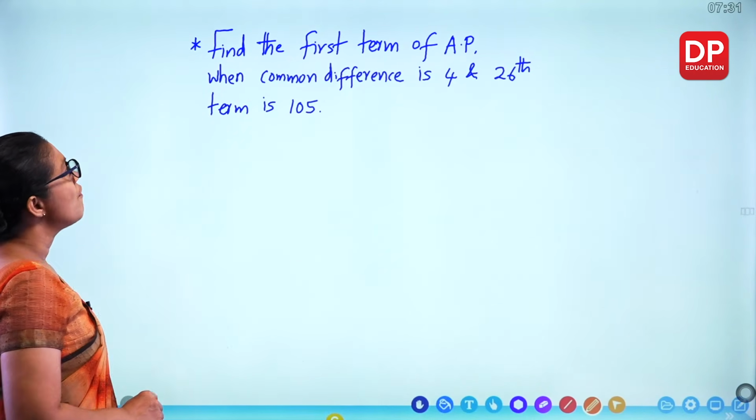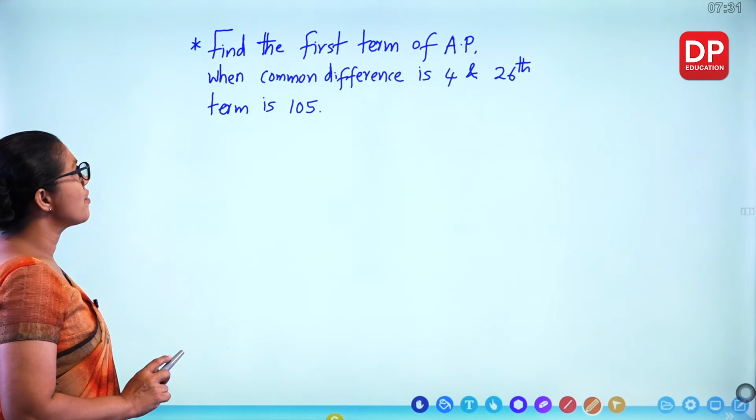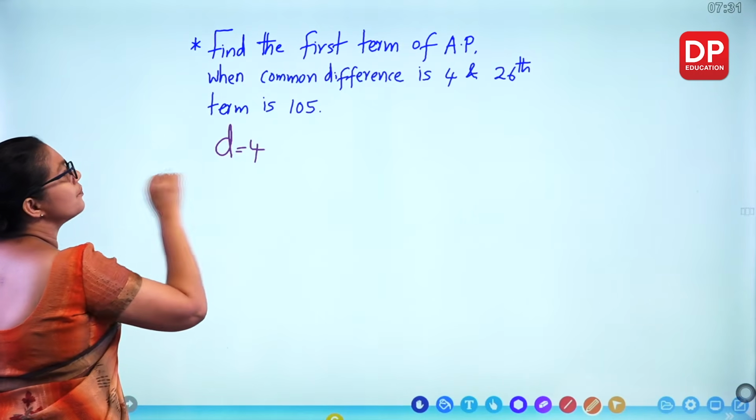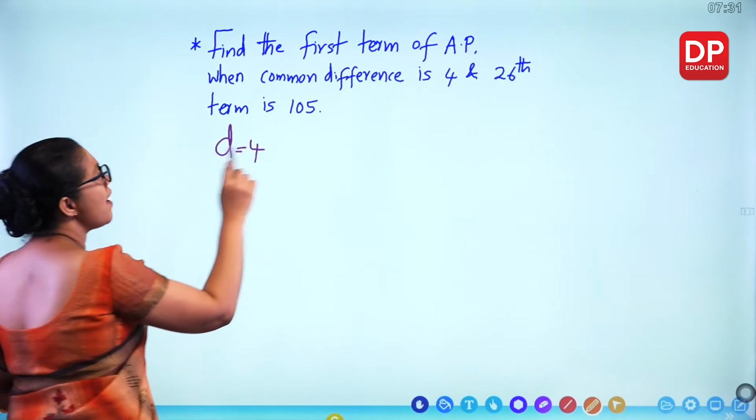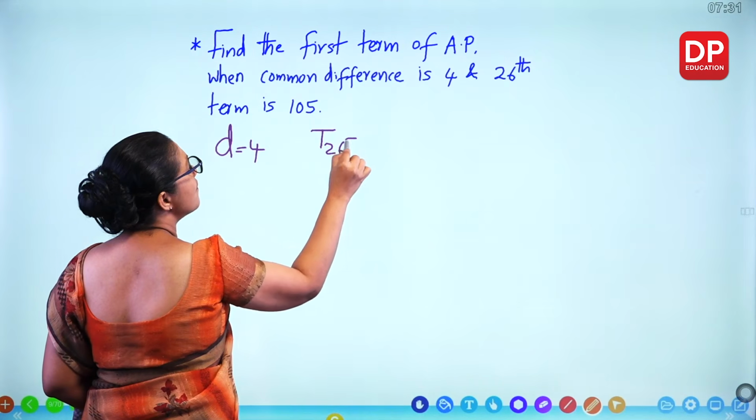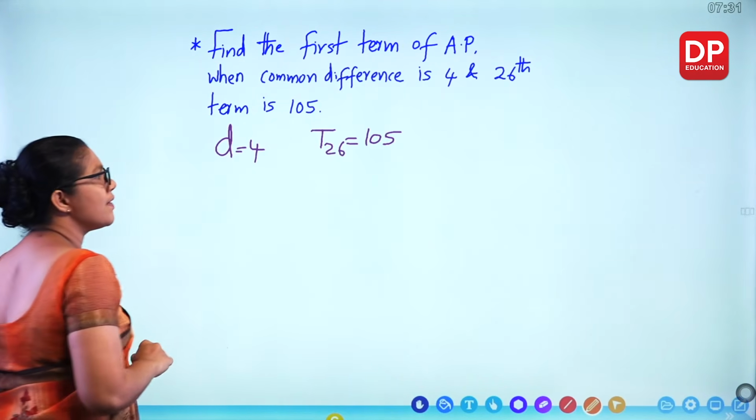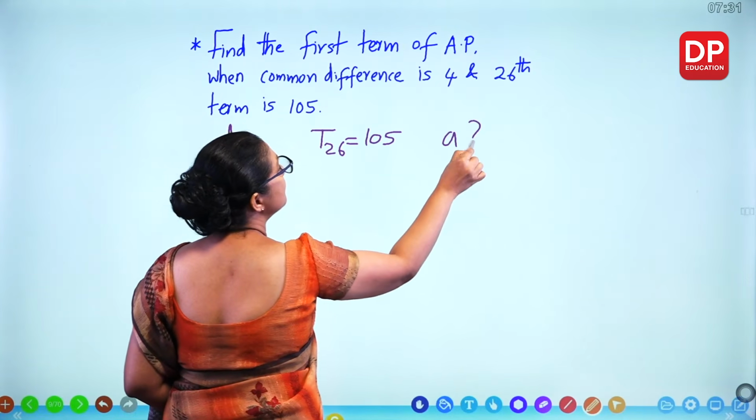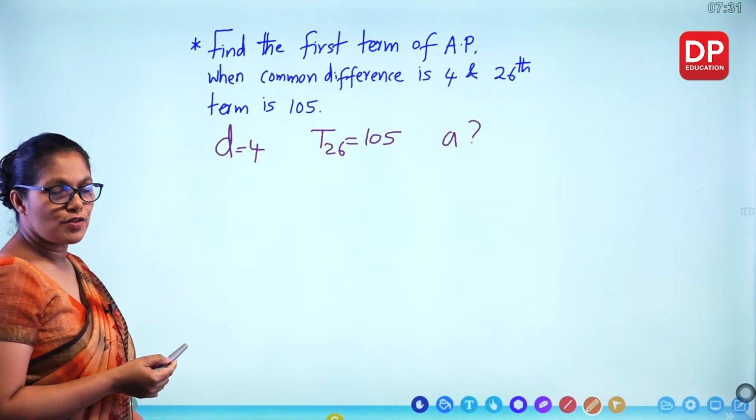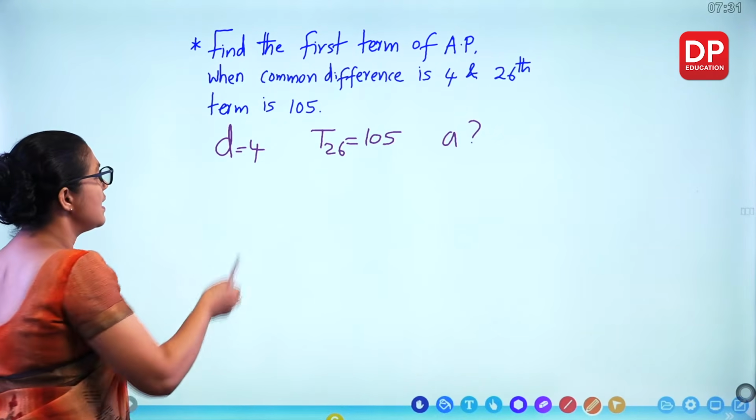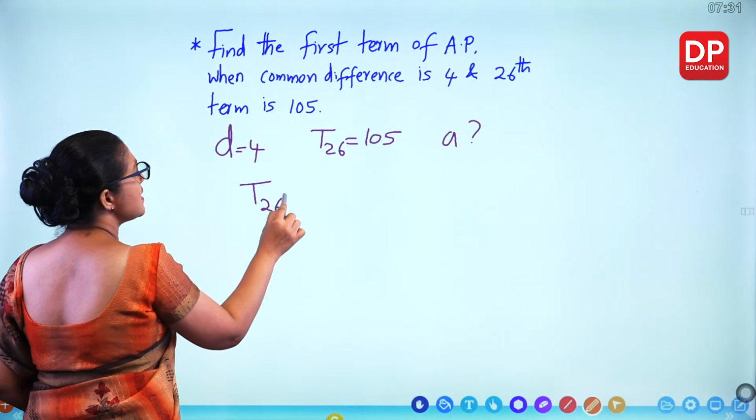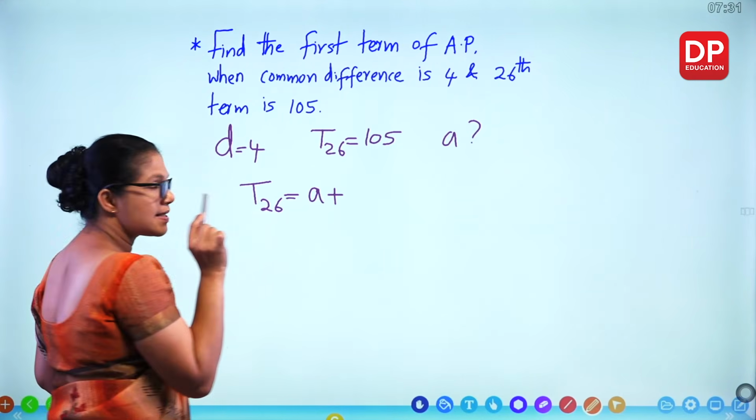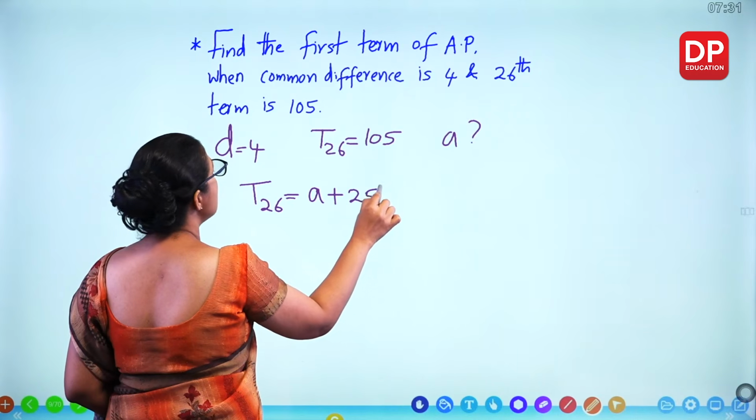This question: find the first term of an arithmetic progression when the common difference is 4 and the 26th term is 105. So these two are given. You are asked to find out A. How can we do that? We can take the formula again. We write a formula for T26. What's T26? First term plus 26 minus 1, which is 25D.